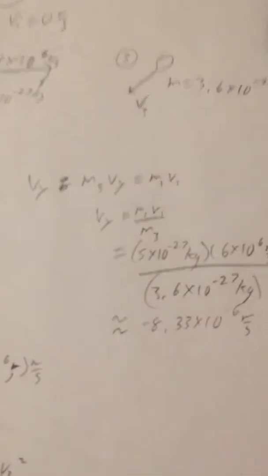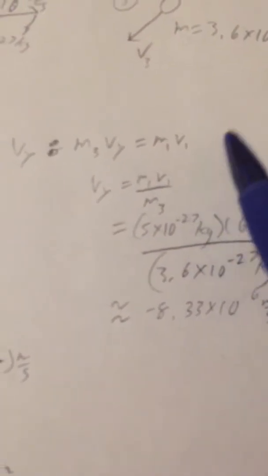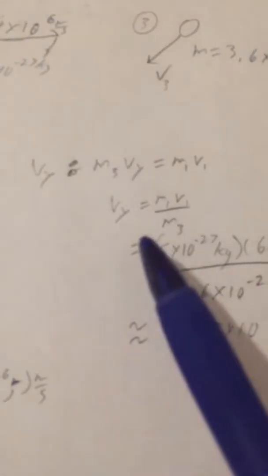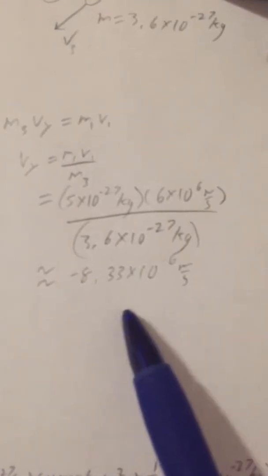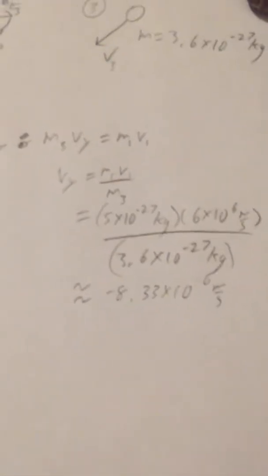So then for the velocity in the y direction, we do the same thing except with momentum of particle 1. So m3 vy equals m1 v1. So we get vy by itself, just plug in, and you get negative 8.33 times 10 to the 6 meters per second in the y direction.